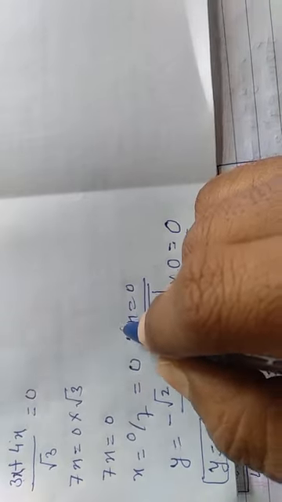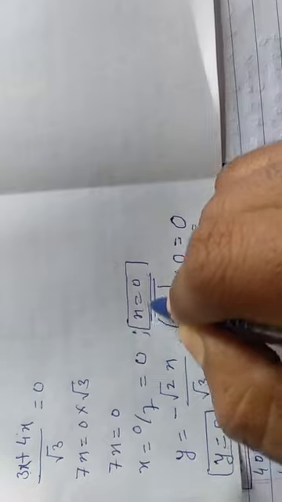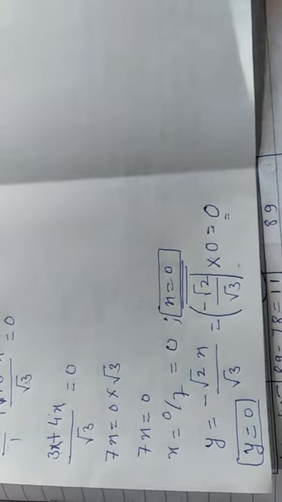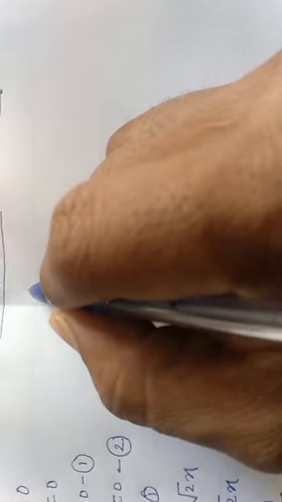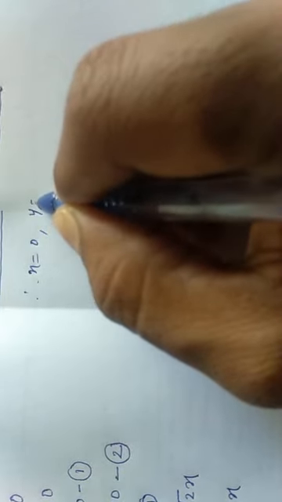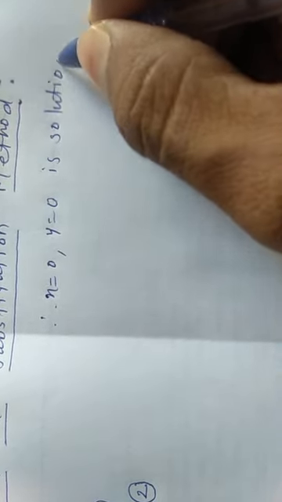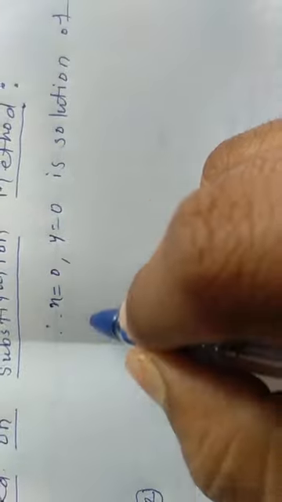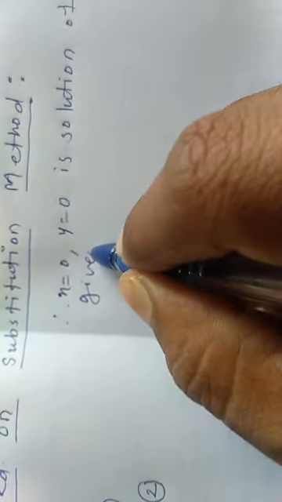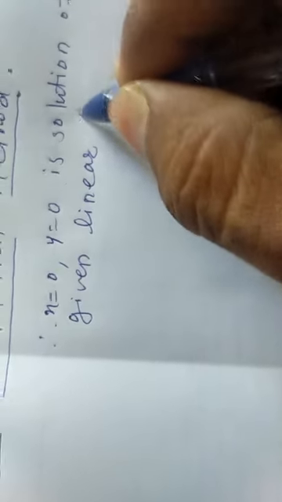It means whatever values of x and y we have obtained from the given equations using the substitution method, at the last I will write here: therefore x equal to 0 and y equal to 0 is the solution of the given linear equation.